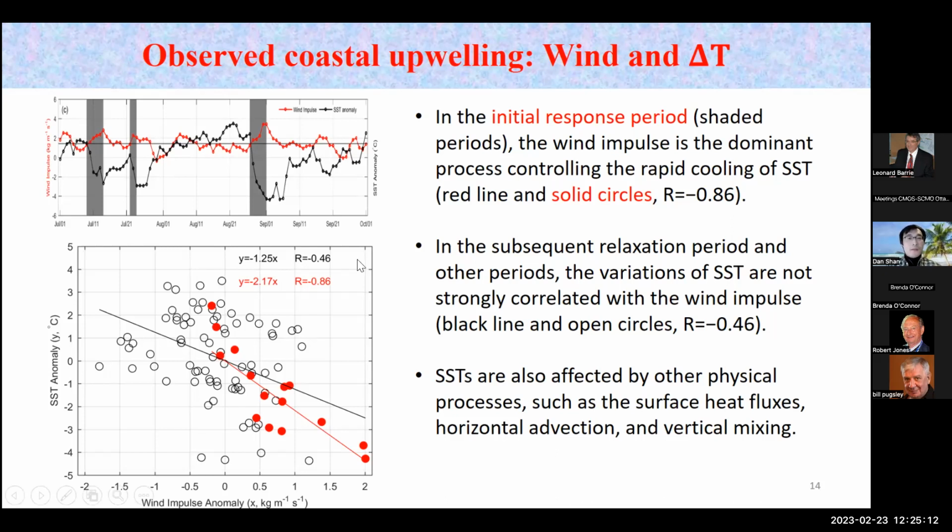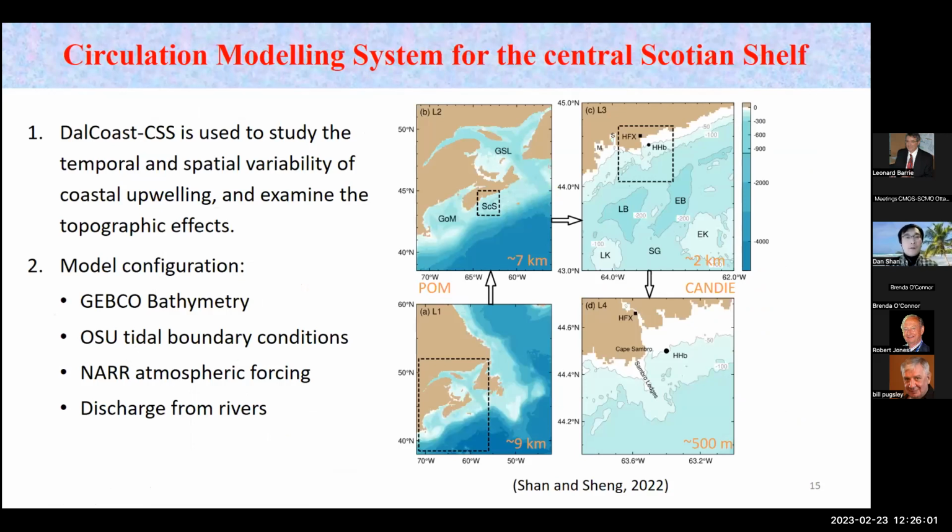What we saw is that the upwelling process can actually be separated into two processes. One is the initial response period, where the correlation is quite high between the wind impulse anomaly and SST anomaly. That is shown by the solid red circles, and also color-coded by the gray bar. After the initial response period, the correlation between the wind impulse and SST anomaly is not very high. This is because SST is also affected by other physical processes, for example, the surface heat flux, horizontal advection, and vertical mixing. So we cannot use the simple regression model from wind to predict the change of SST.